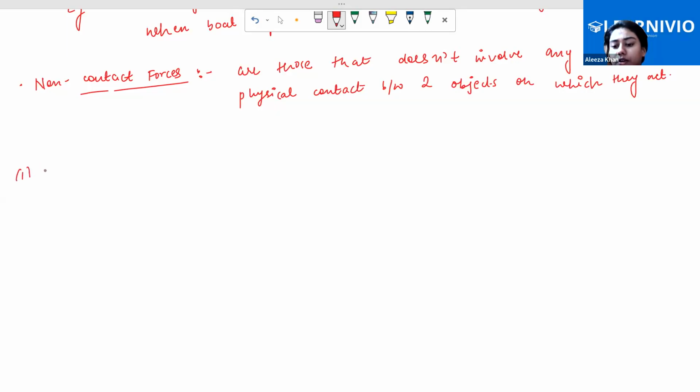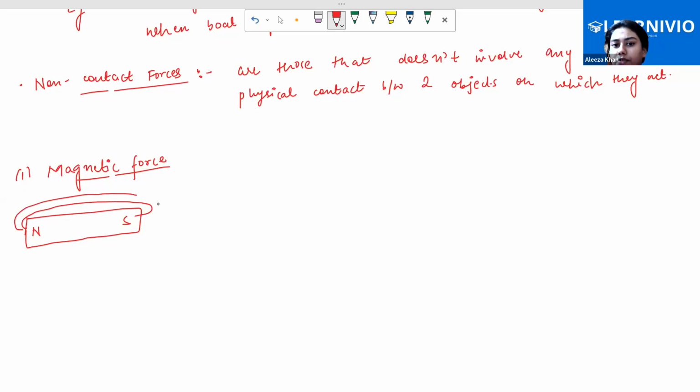So first is your magnetic force. Magnetic force is something generated around the magnet. Okay. Yes or no? So let's say this is your magnet. This is North Pole and South Pole. So magnetic fields are emerging from north and going to south. Then these fields are generated, and only then is the magnet able to attract the metals or other materials.